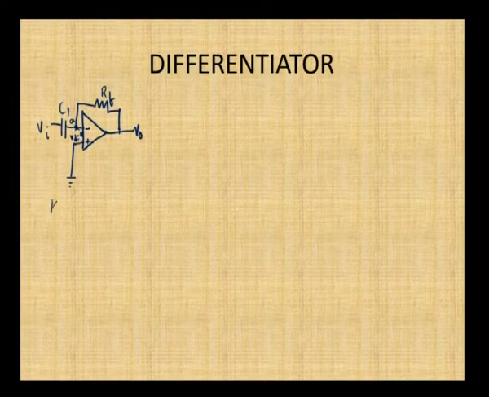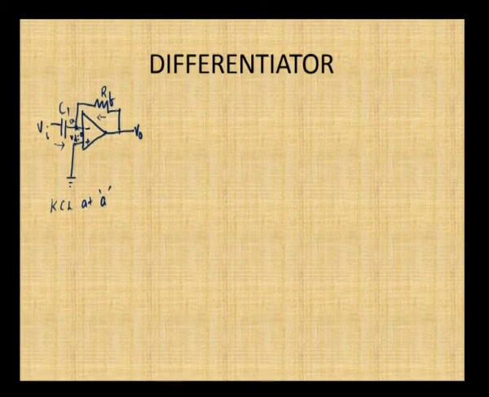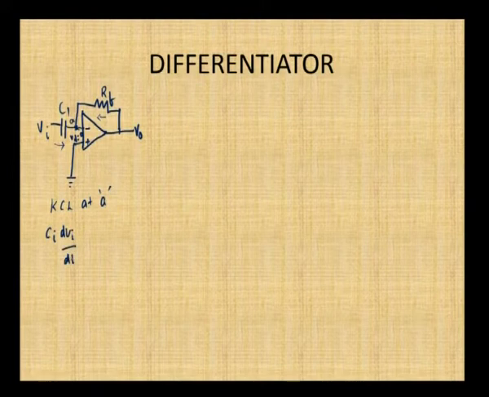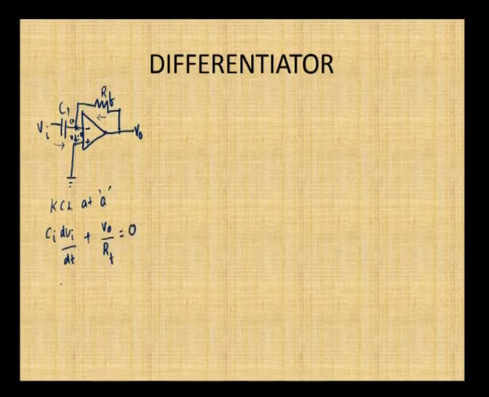At A you have to apply KCL, that is Kirchhoff's current law. The current flowing through the capacitance plus the current flowing through the resistance RF is equal to 0. So, the current flowing through the capacitance is given as Ci dVi by dt, plus V naught by RF, the current flowing through the resistor RF, is equal to 0. From here calculate the output.